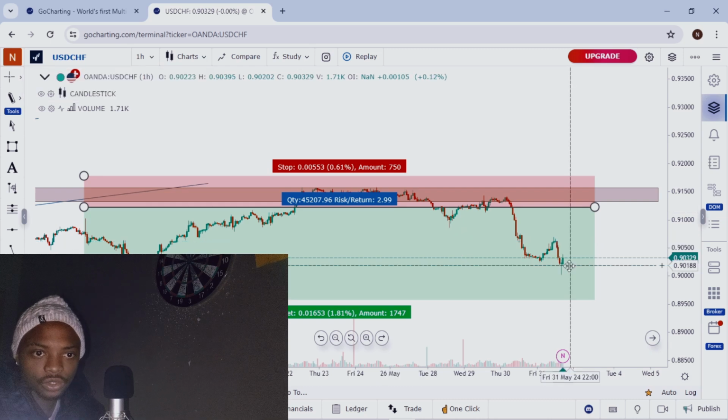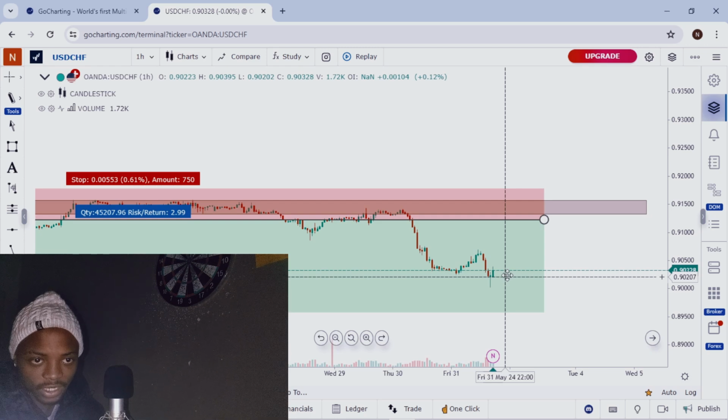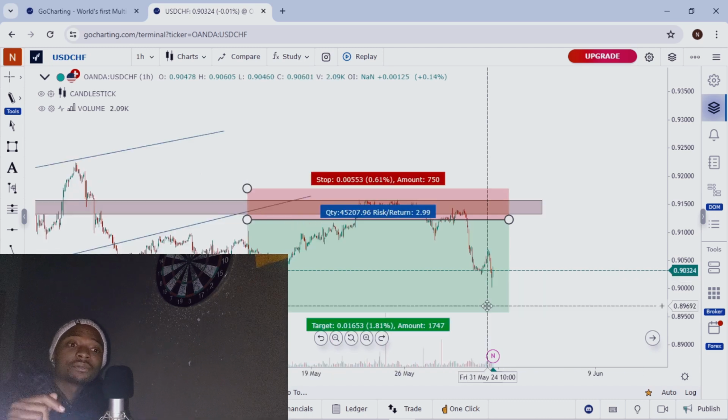So remember guys, I told you that I'm currently in this trade. So this is where price is currently at this moment. And we can see that we're close to hitting our take profit, and I'm confident that we're going to hit our take profit. So if you would like to see me make a part 2 where I update you on how this trade went, make sure to hit the like button and comment in the comment section below.